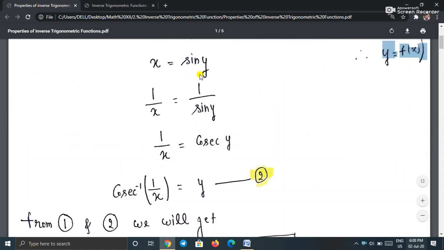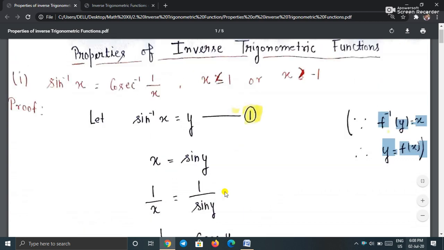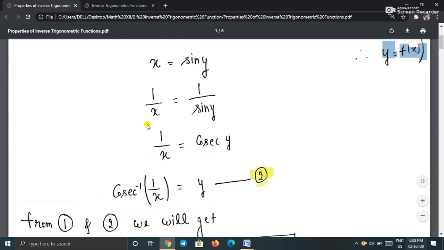So x is equal to sin y. Now take the reciprocal of both sides, so 1 upon x is equal to 1 upon sin y, so 1 upon x is equal to cosec y. Now again using the property of inverse function y is equal to what, y is equal to cosec inverse x. आप इसको रफली ऐसे भी देख सकते हो बेटा कि जब कोसेक लेफ्ट साइड में जाएगा तो इनवर्स फंक्शन बन जाएगा, राइट। So cosec inverse x is equal to 1 upon x is equal to y. Now we have two values of y, in equation 1 the value of y is sin inverse x, in equation 2 the value of y is cosec inverse x.